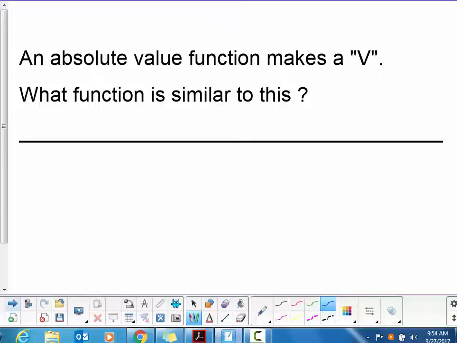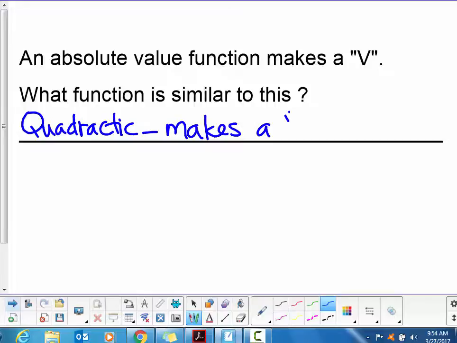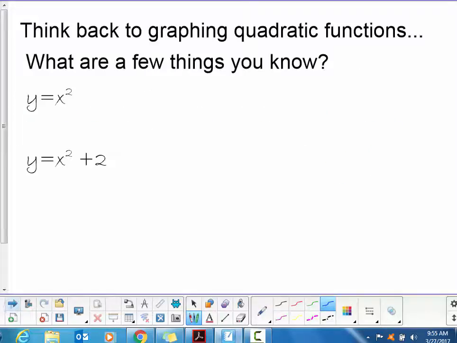Alright, an absolute value function makes a V-shaped graph. What function can you remember is similar to this? Hopefully you thought of the quadratic functions. A quadratic function, x squared, makes a U-shaped graph known as a parabola. We're going to use what we know about quadratics to make our graphing of absolute value equations easier. So I want you to think back to when we graphed quadratic functions before spring break. What are a few things that you know?